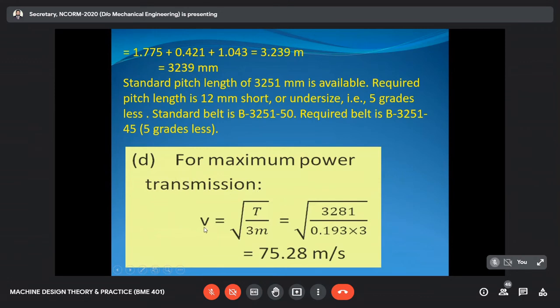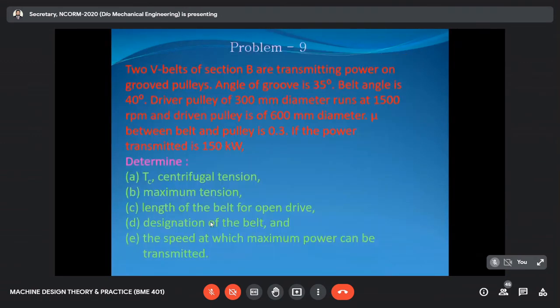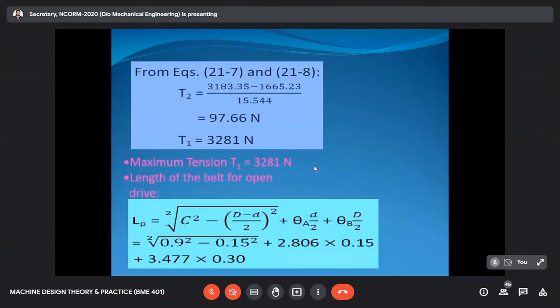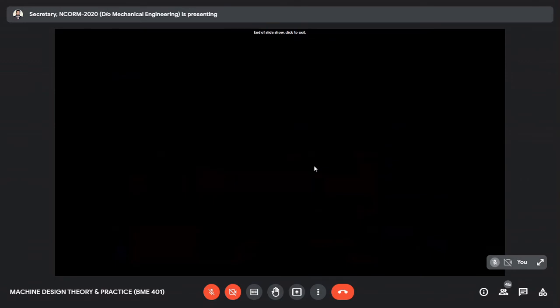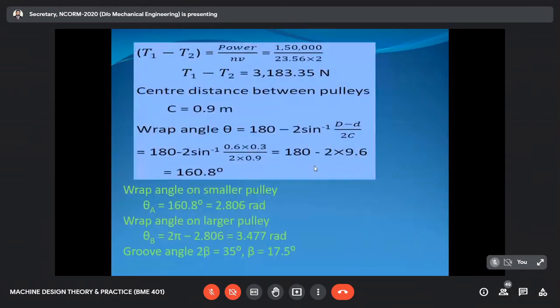मैक्सिमम पावर ट्रांसमिशन, ये तो ऑलरेडी हम कर ही चुके हैं. V is equal to root of T upon 3m से सॉल्व कर लेंगे. मैं वेलोसिटी इसके अंदर आ जाएगी, सॉल्व कर लेंगे. ये कंडीशन फॉर द मैक्सिमम पावर ट्रांसमिशन, यही 4 पार्ट पूछे गए थे आपसे. सेंट्रीफ्यूगल टेंशन, मैक्सिमम टेंशन, लेंथ ऑफ द बेल्ट पूछी गई थी, डिजिग्नेटेड बेल्ट ग्रेड पूछा गया था, स्पीड एट विच द मैक्सिमम पावर ट्रांसमिशन. So likewise, these type of the problems you may be asked to solve in the belt drive.